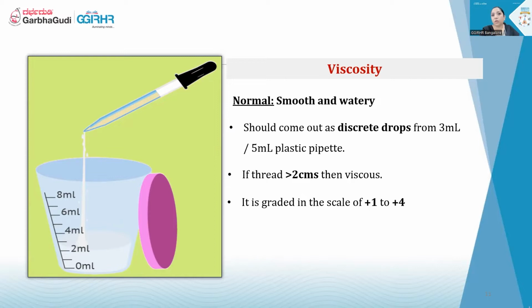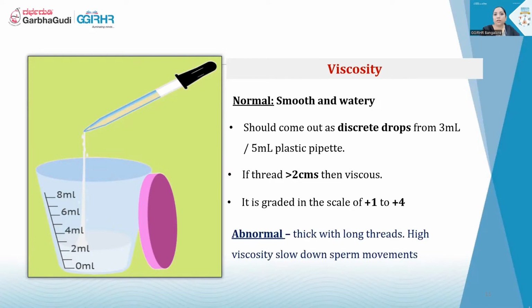And then viscosity is graded on a scale of 1 to 4, with 1 being the least and 4 being the maximum. That is how the viscosity is noted down, and we need to see if the sample is viscous or not in the semen analysis report which has been issued. An abnormal sample will have long threads, and high viscosity will slow down sperm movement.